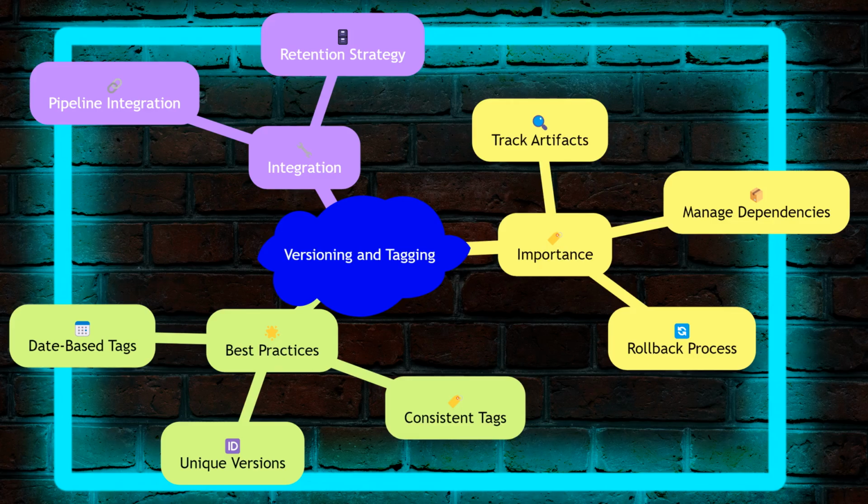Versioning and tagging are essential practices for managing pipeline artifacts and dependencies. By assigning unique versions and tags to each artifact, you can easily track and manage them throughout the pipeline. This practice also aids in the rollback process if a deployment fails. We'll cover best practices for versioning and tagging and how they can be integrated into your retention strategy.